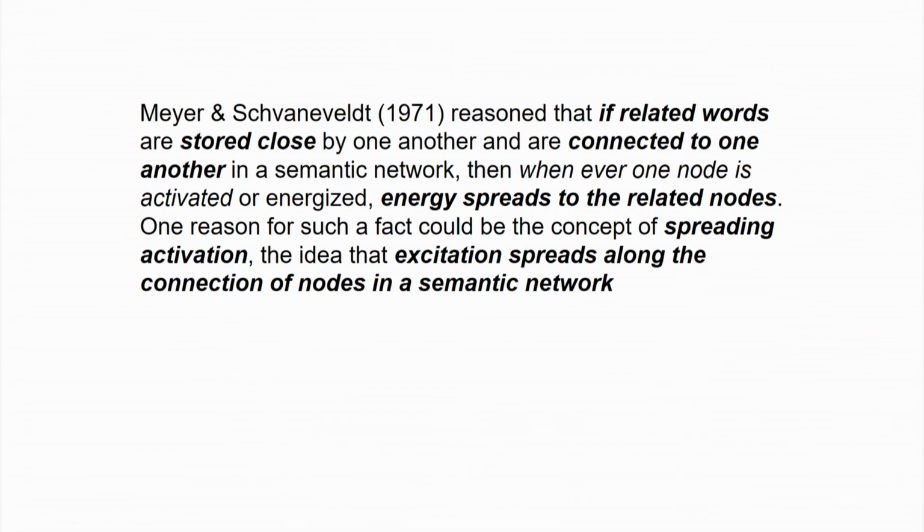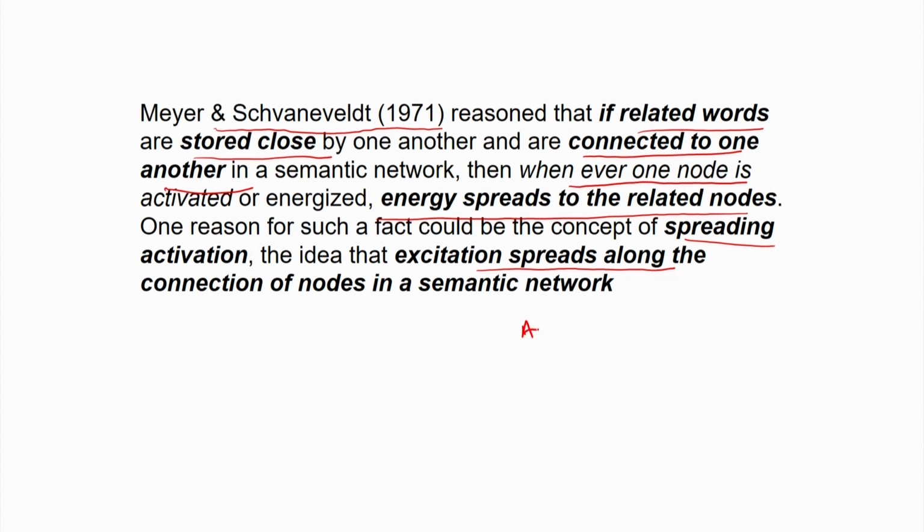Now, with a model like this, where we have this kind of superordinate subordinate node and things which are saved in this way, a good experiment was done by Meyer and Schvaneveldt in 71. They reasoned beautifully that if related words are stored close in one network and they are connected to one another in a semantic network, then when one node is energized, energy should actually spread to related nodes. This is spreading activation, the idea that exciting a particular node spreads along the connections of the semantic network. So, let us try to understand what this is.